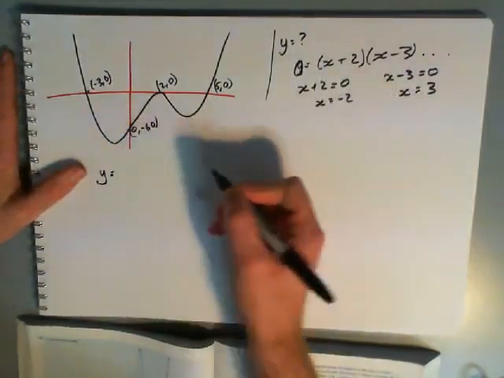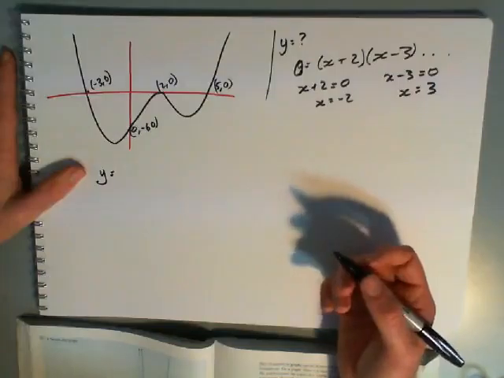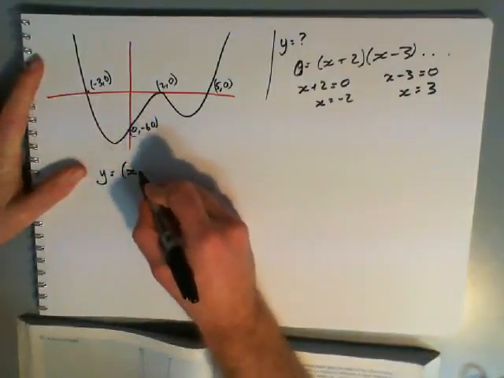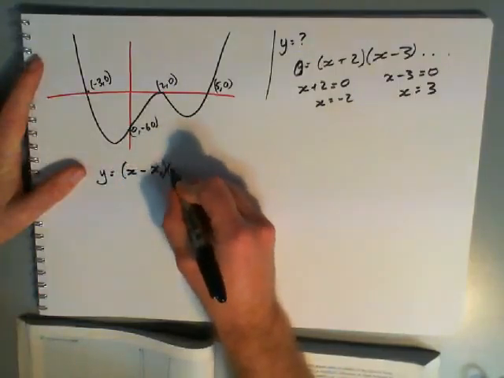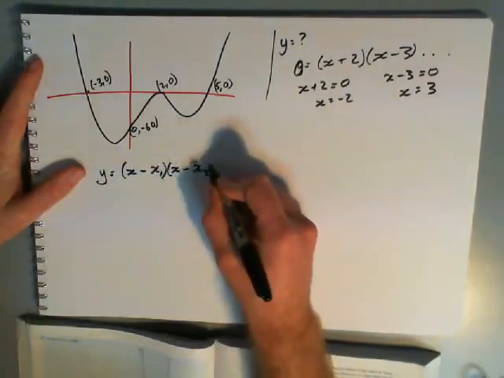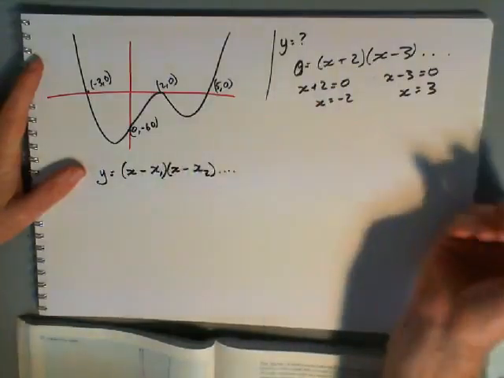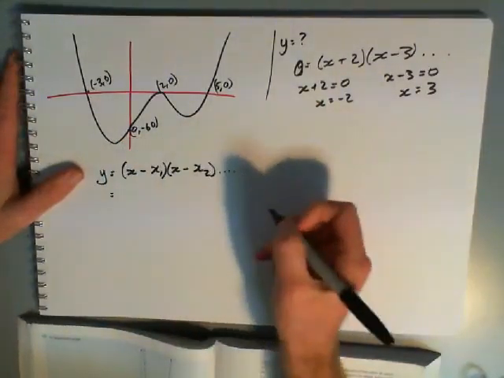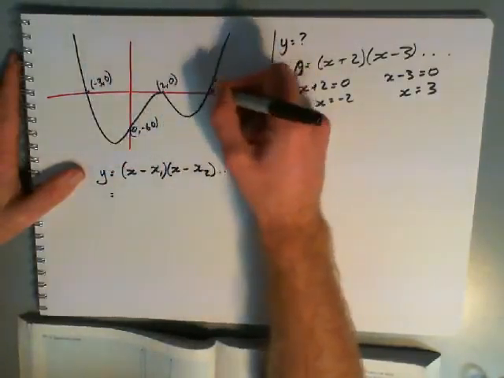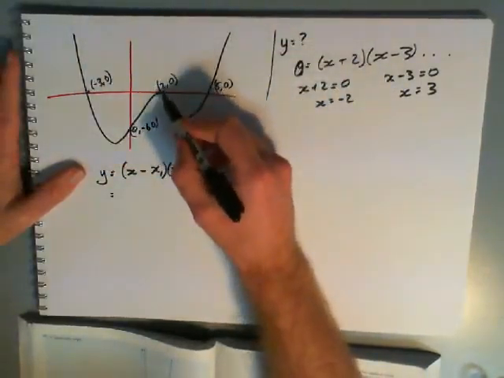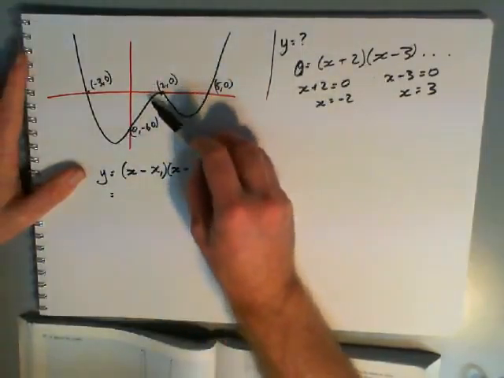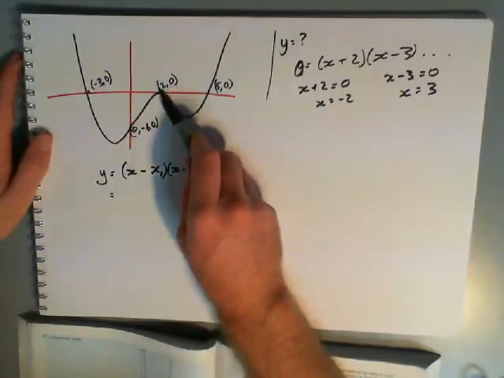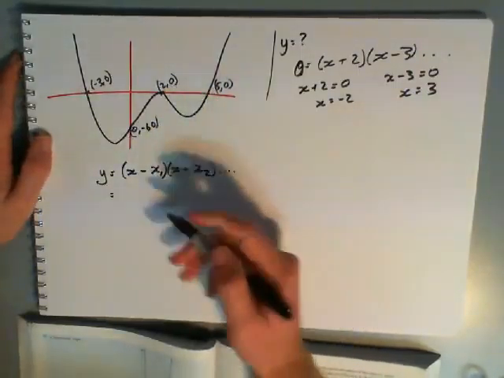So starting with a general equation, okay, we can say x take x1, x take x2, okay, and that's just going to keep going depending on how many factors we have. For this example, we've got 1, 2, 3. Except this one, if you remember, it touches the x-axis, so it's a repeated factor. So we actually have 1, 2, 3, and 4.